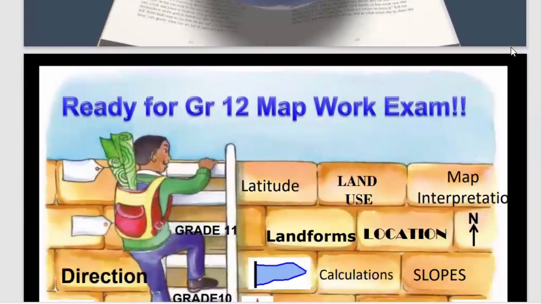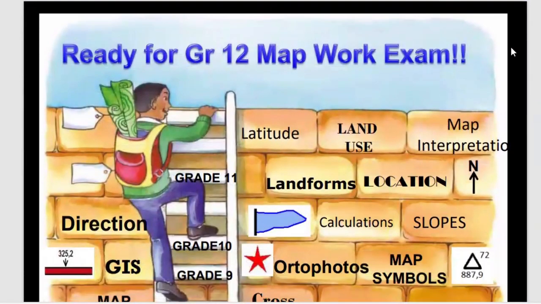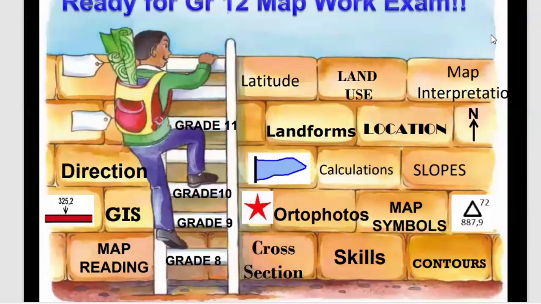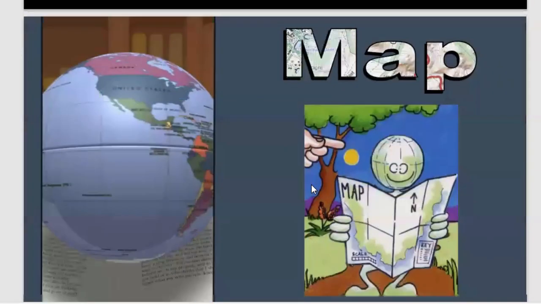So basically, if you can check from this presentation here, ready for grade 12 MapWork exam. For you to be able to prepare for the grade 12 exam, there are basics that you must start from as early as grade 8, grade 9. That's when the step starts. You have to climb the ladder from as early as grade 8, grade 9, building up on the skills. And until you get to grade 12, you will have a clear and complete set of understanding of the basic map skills. Some of the skills that are indicated here: we have concepts of latitude, land use, map interpretation, location, landforms, slopes, orthophoto maps, map symbols, cross sections, all those things. Those are some of the basics of map work.